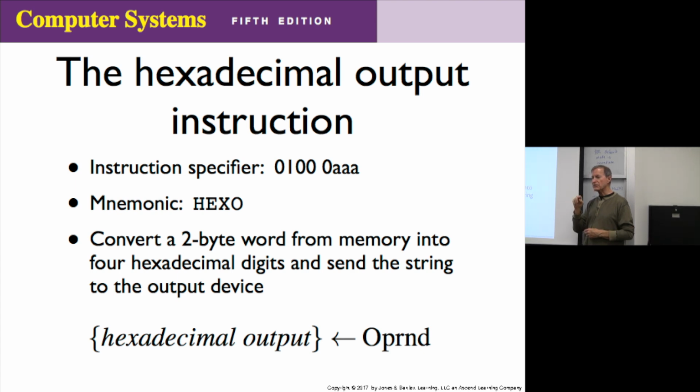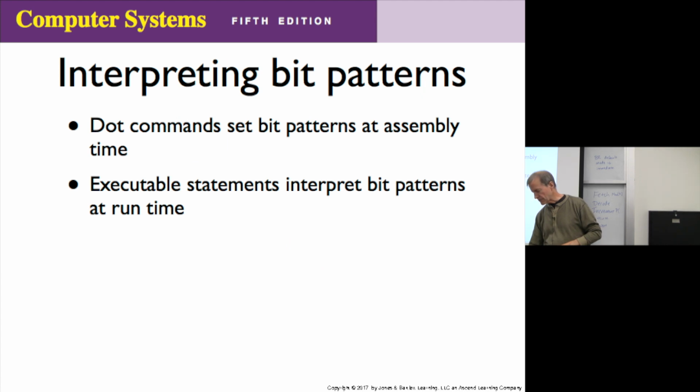How many hex characters does it take for us to specify 1 byte? 2. So that means that HEXO must output 4 characters. Does everybody see? Because it's 1 word. So all of these quantities, we all know these by now, right? Okay. So it converts a 2-byte word from memory into 4 hexadecimal digits, and it sends the string to the output device. And again, this is a trap instruction.